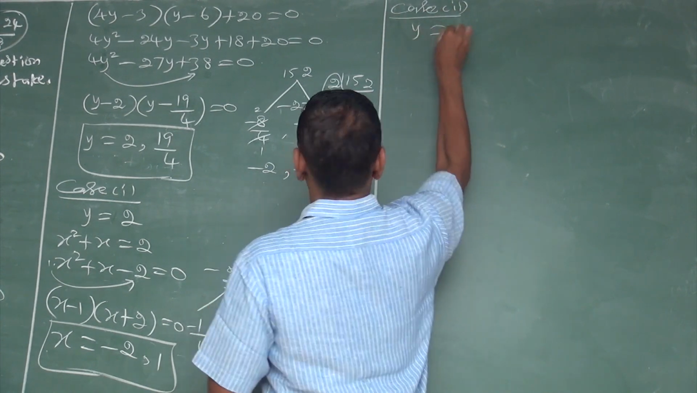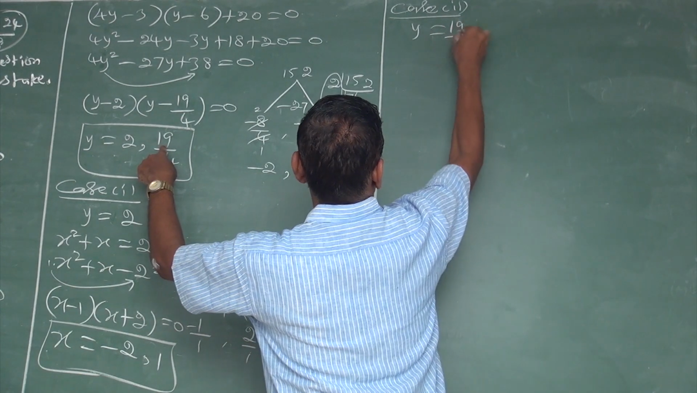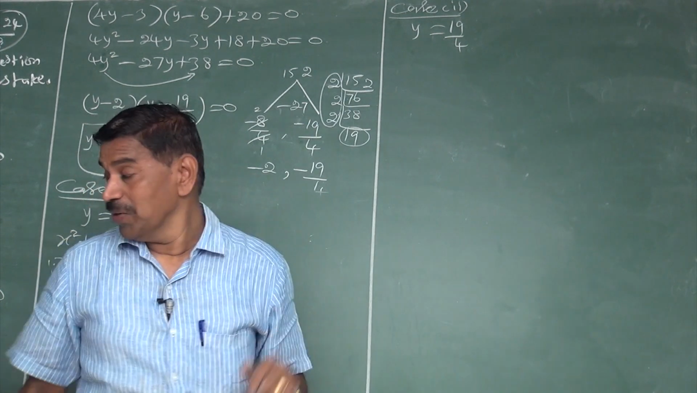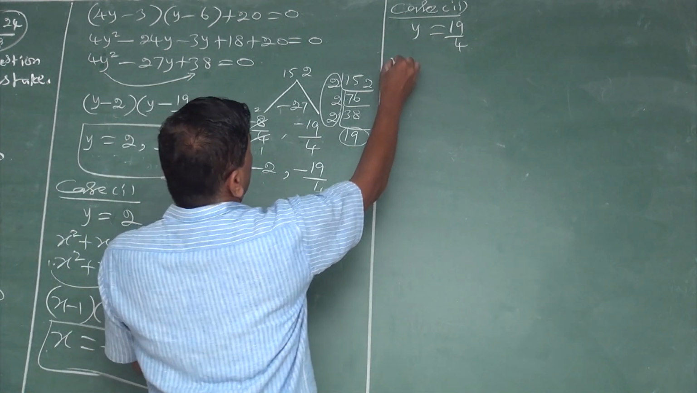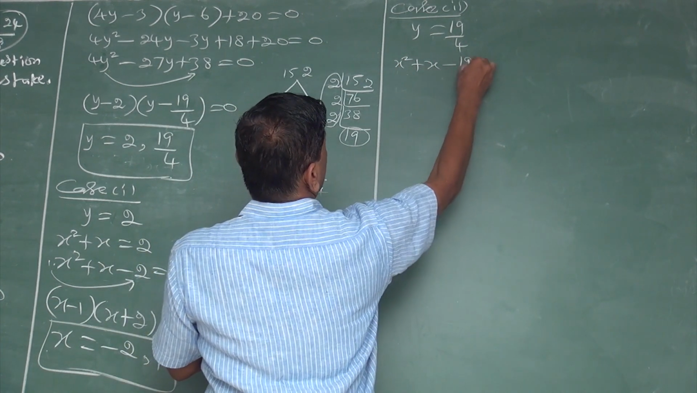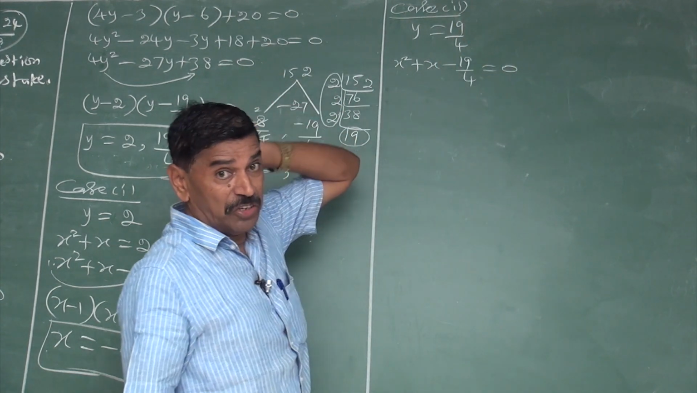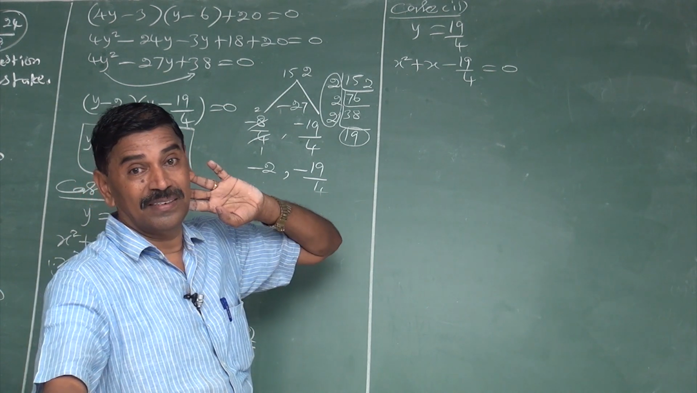Case 2, what is the second answer? When y is equal to 19 by 4, correct. Okay, what is y? Good, very good. y is equal to x square plus x. Bring to left side, minus 19 by 4, which is equal to 0. x square plus x plus a constant is a quadratic equation. Okay, how to factorize? Factorization method.